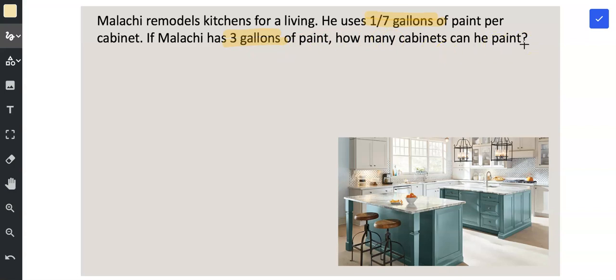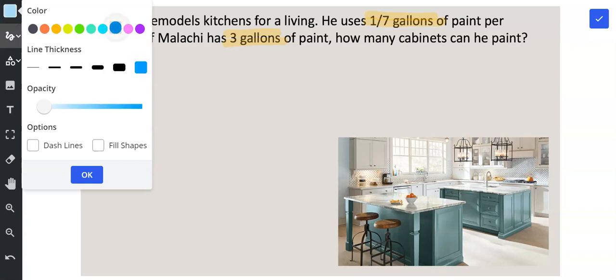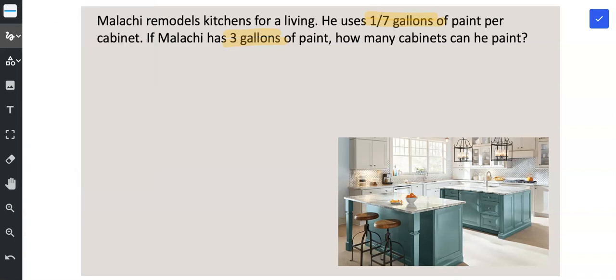So now what I'm going to do is go back to my color choice, pick a different color, change the thickness, and increase the opacity so we can see it better. And then I'm going to think about what this problem is saying. So you need to picture that you have 3 gallons of paint. And the problem says that Malachi uses 1/7 of a can of paint to paint 1 cabinet.